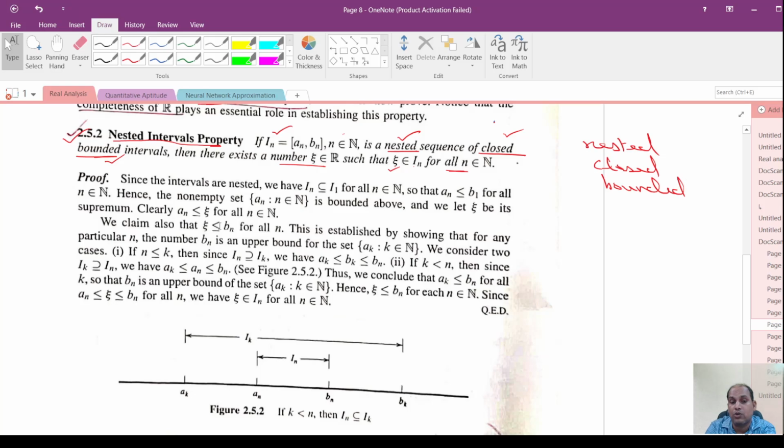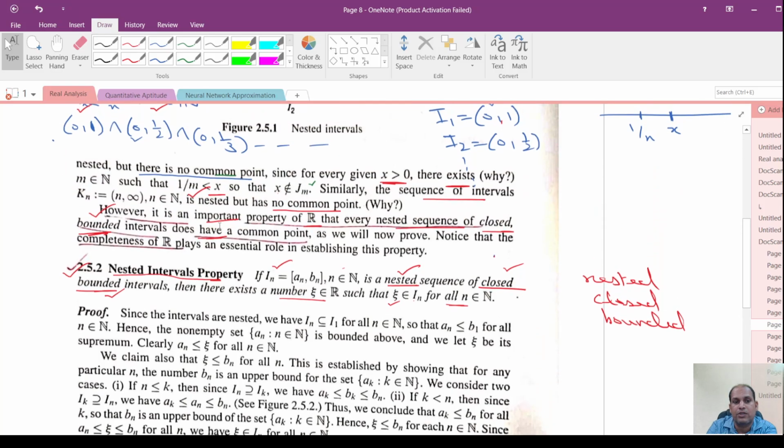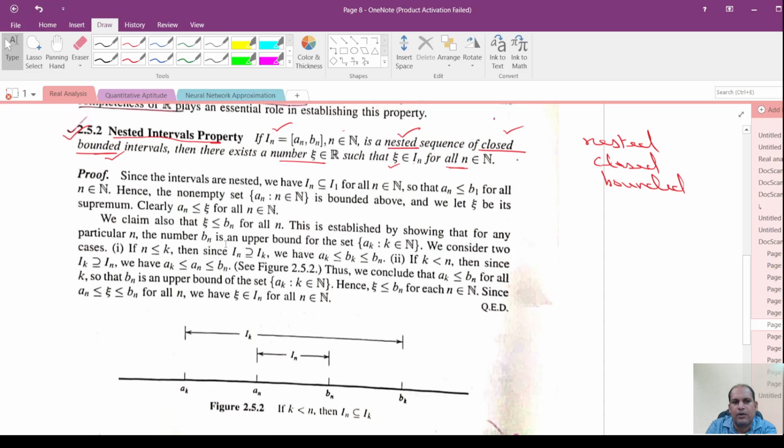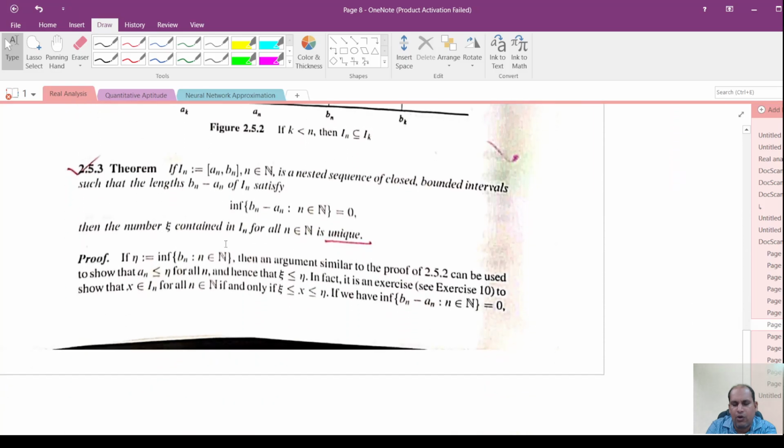So, bounded is also important, because this one is not bounded, the open interval n to infinity, its length is not finite. Now, again the question is: under what condition is there exactly one point common to all such intervals?